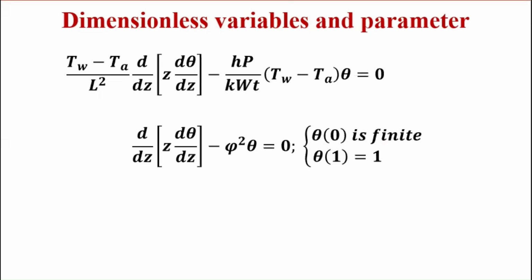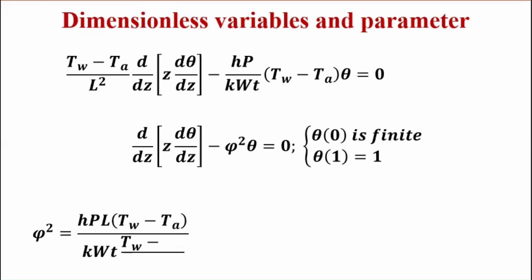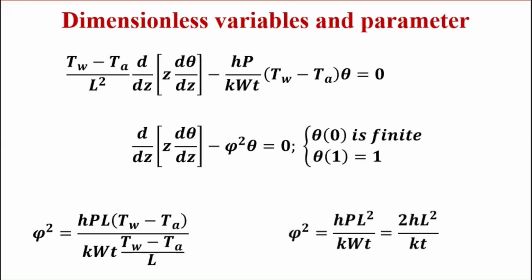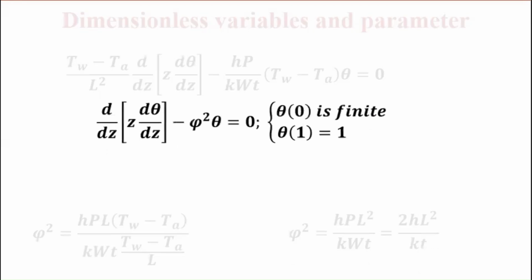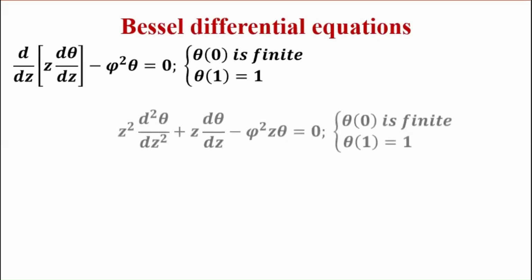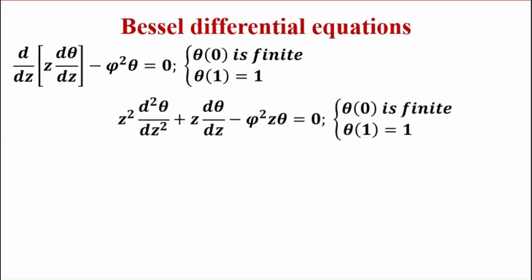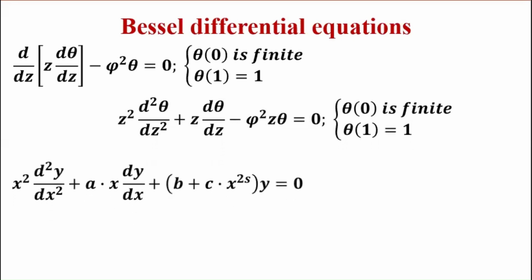This parameter, denoted by phi, represents the ratio between the maximum heat transferred from the fin to the surrounding fluid by convection and the heat conducted from the wall into the fin based on the maximum temperature gradient. In other words, phi provides a measure of the relative importance of convective heat loss compared to conductive heat transport within the fin. This differential equation can be written in standard form together with the given boundary conditions. It belongs to the family of Bessel differential equations, which we first consider in their general form.